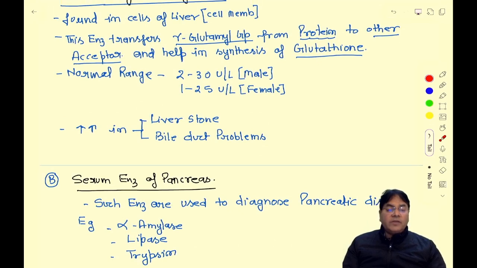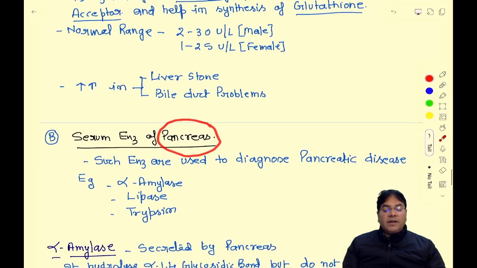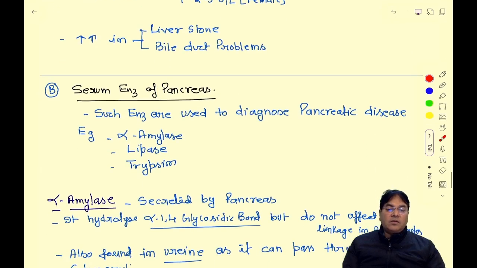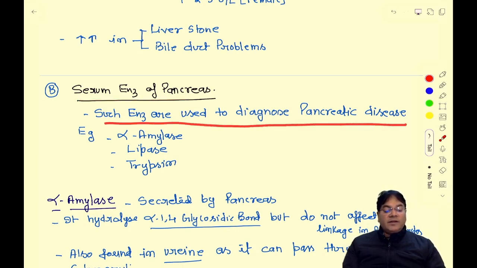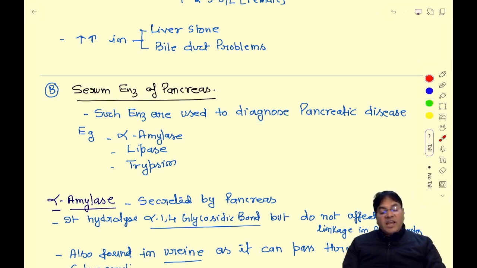Now coming to the next category, that is the pancreas. If the pancreas shows some defect, then there are certain enzymes which become higher in the serum also. The serum enzymes of pancreas. Such enzymes are used to diagnose pancreatic disease, for example alpha amylase, lipase, and trypsin. They are the common enzymes released by the pancreas, and if any problem occurs in the pancreas, then there is a defect in the normal concentration of these enzymes.